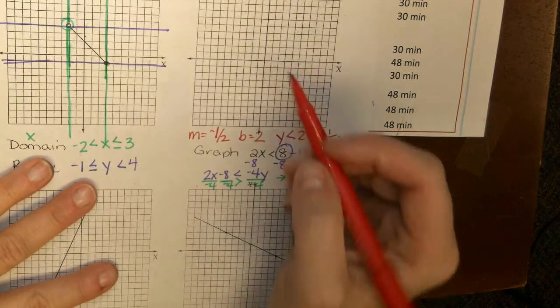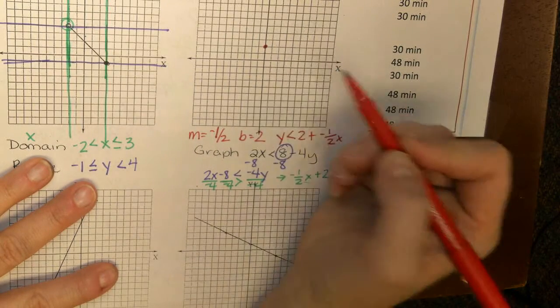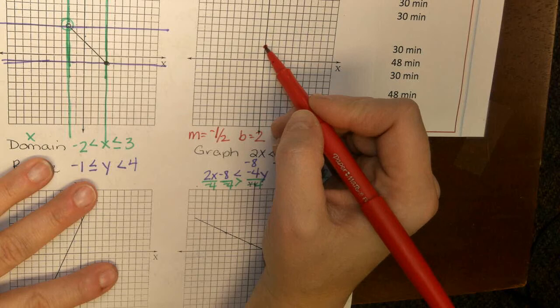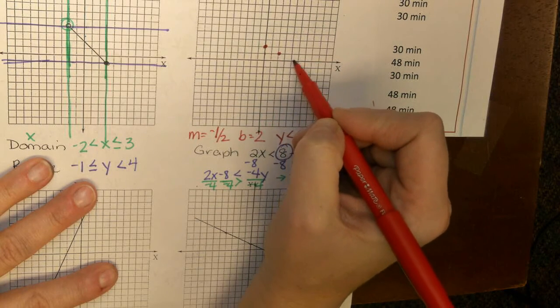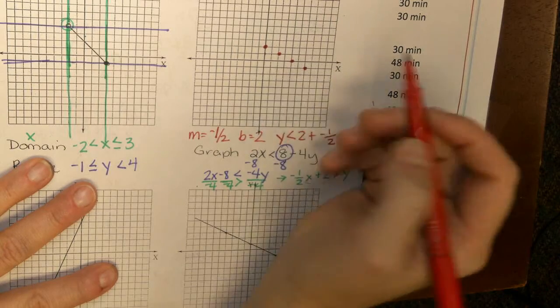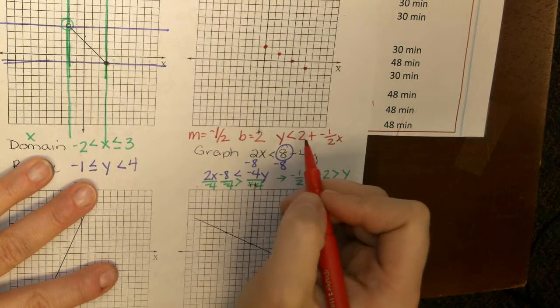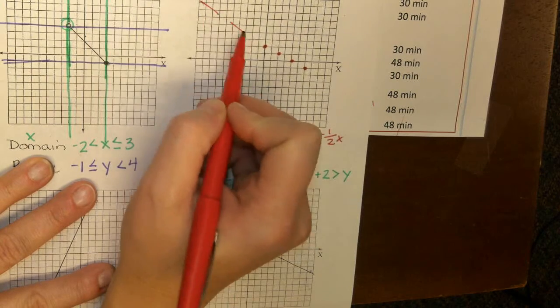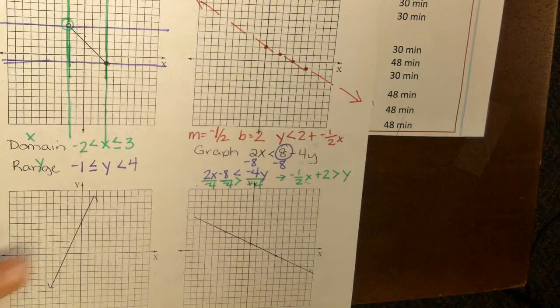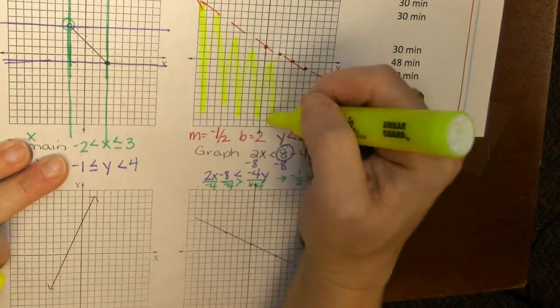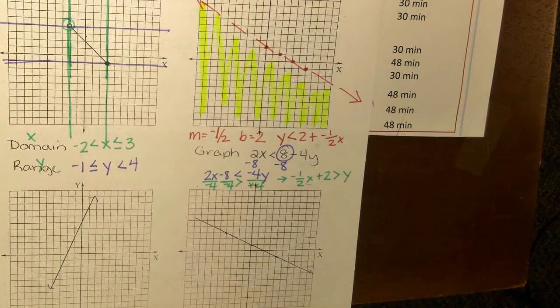Now I can graph this. 1, 2, put a dot, and my slope tells me my directions. Down 1 and over 2. Okay, and it is less than, so it's a dashed line. And it's less than, so it is shading below because it's an inequality.